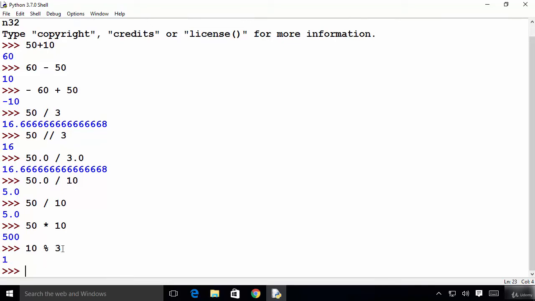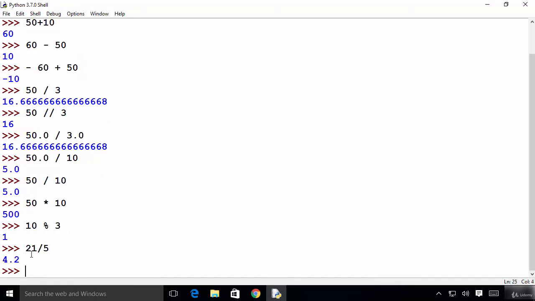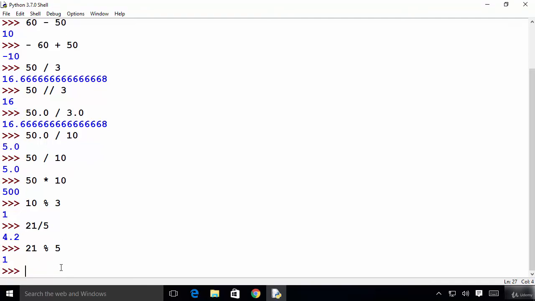So 3 multiplied by 3 is 9, which leaves the remainder 1, and that's the result we are getting. Okay, let's try it once again. So for example, I will divide 21 divided by 5. It will give me the answer 4.2, but when I do 21 modulo 5 and then press enter, it's going to give me the remainder of the division of two values.